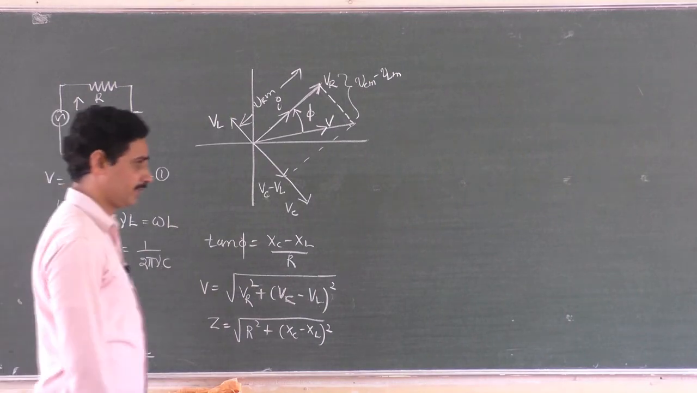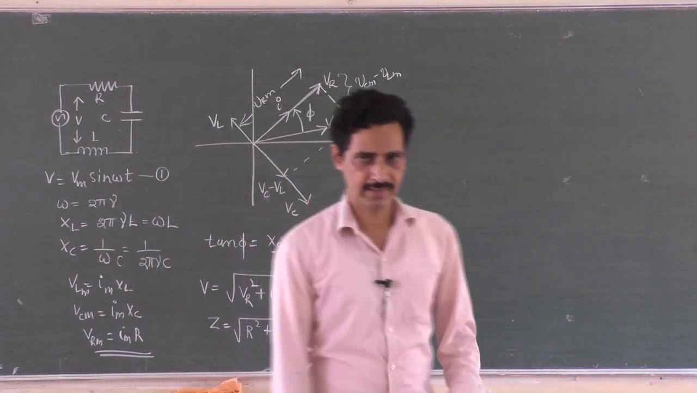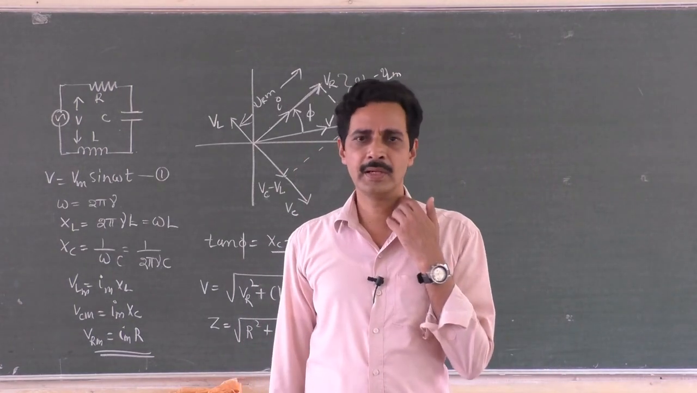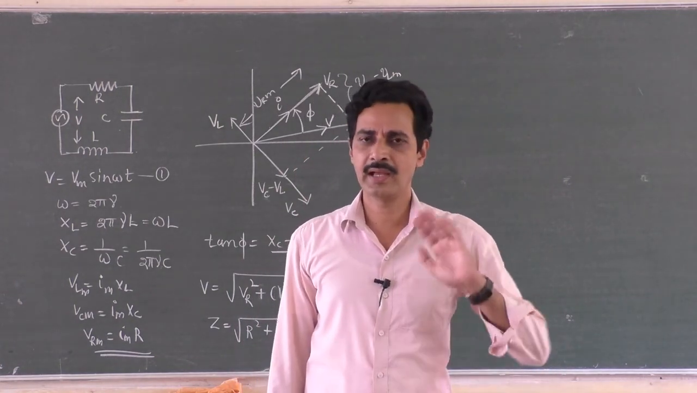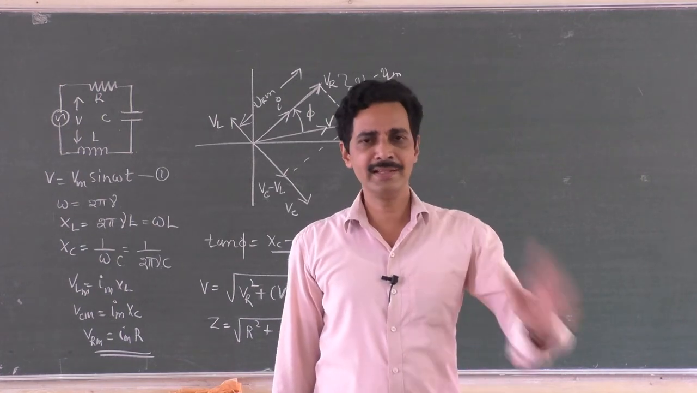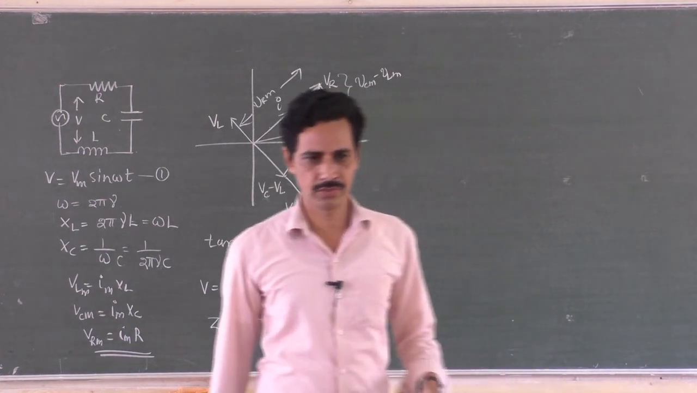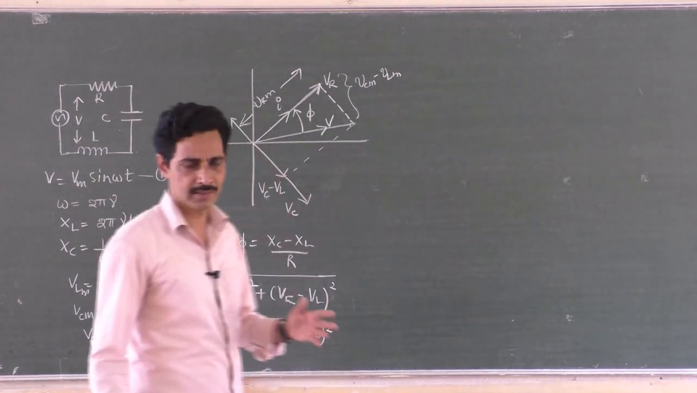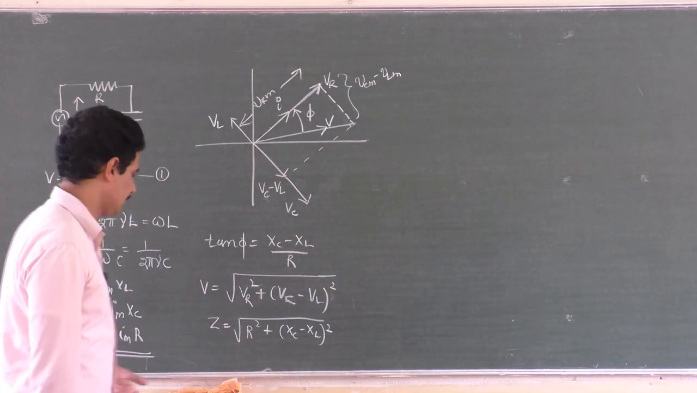R does not have any relation with frequency. R is independent of frequency. Resistance of a resistor doesn't depend on the frequency of AC, it doesn't depend on any criteria of the source. It is independent of all the criteria of the source. Resistance of a material depends only on its dimensions: length, breadth, area of cross section, etc.